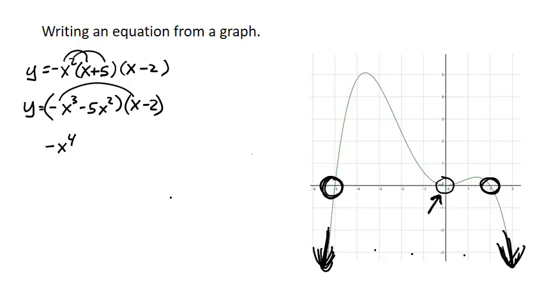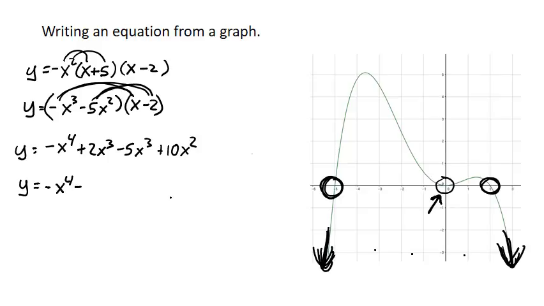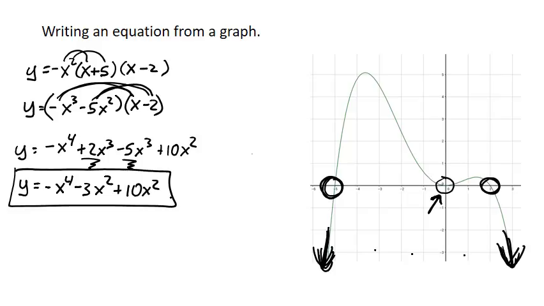Okay. And then negative x to the third times negative 2 is positive 2x to the third. Negative 5x squared times x is negative 5x to the third. And negative 5x squared times negative 2 is positive 10x squared. Cleaning that up gives me y equals negative x to the fourth minus 3x to the third, by combining these two terms, plus 10x squared. And there's the equation of this graph of a polynomial.